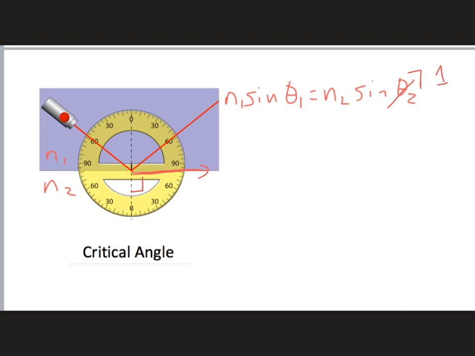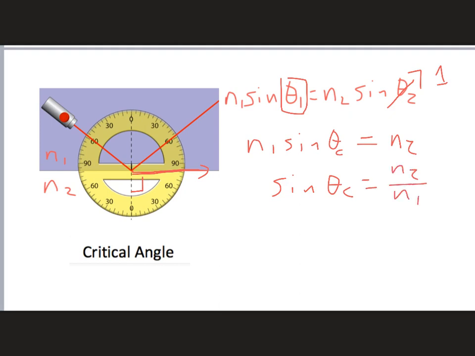But at that angle, the angle for which you have 90 degrees, that is the critical angle. So typically we can say that n1 sine of theta critical, and we generally write that with a lowercase c for a critical angle, is equal to n2. Now, you can solve for the critical angle: sine of theta c is equal to n2 over n1. And very often n2 is air, but it could be anything. The only requirement is that n2 has to be smaller than n1.